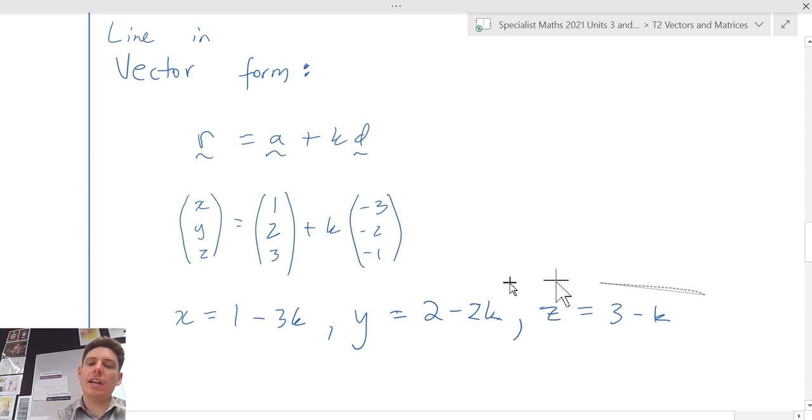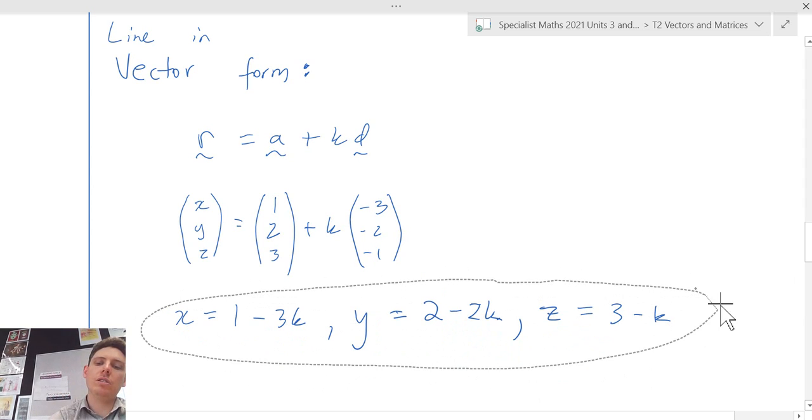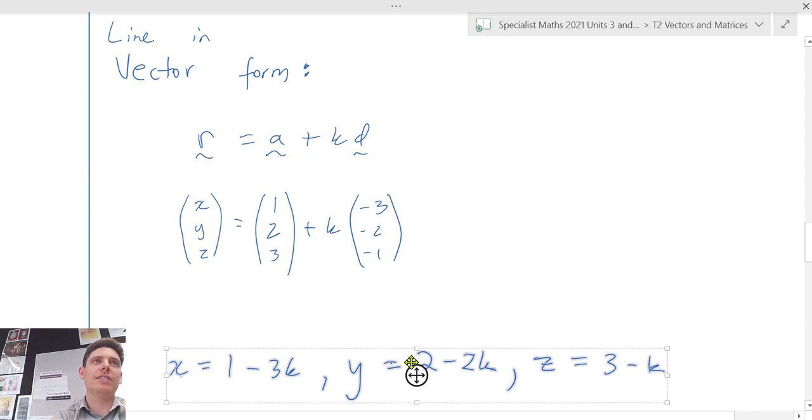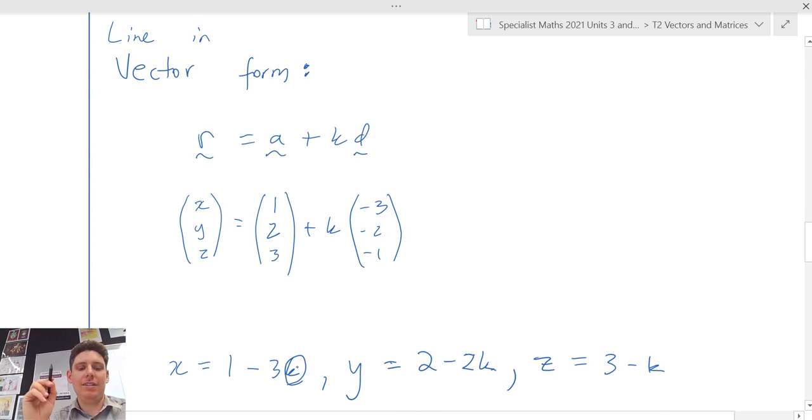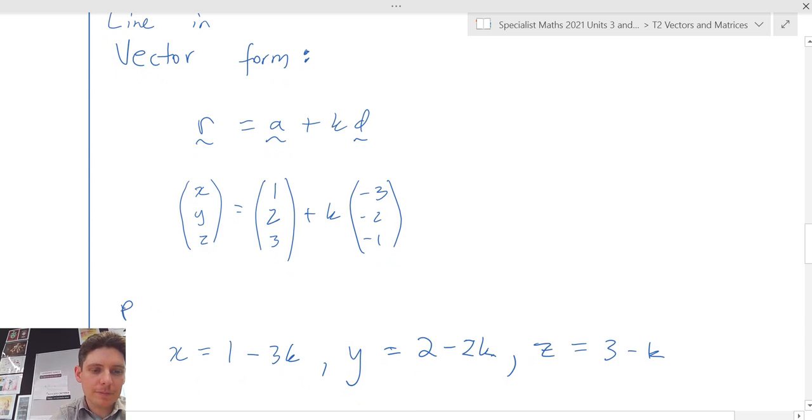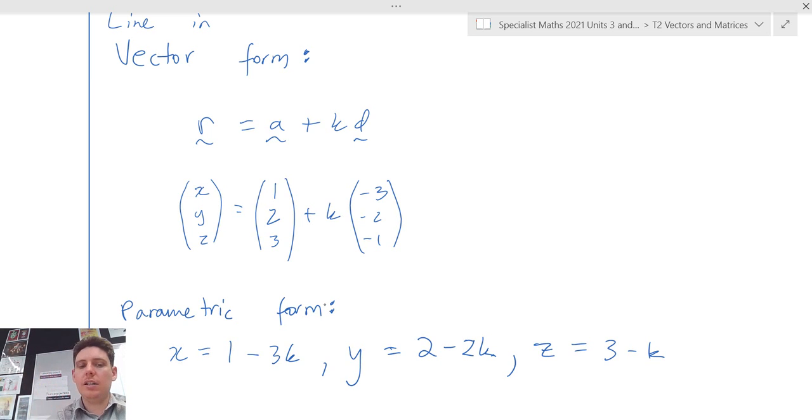So this is called, any guesses what this form is called? Please, if you've read it, don't say the answer. Cartesian? No, good try. It has a parameter in it. Parametric form. So this is useful if you just want to know the x, just want to know the y, just want to know the z. Okay?